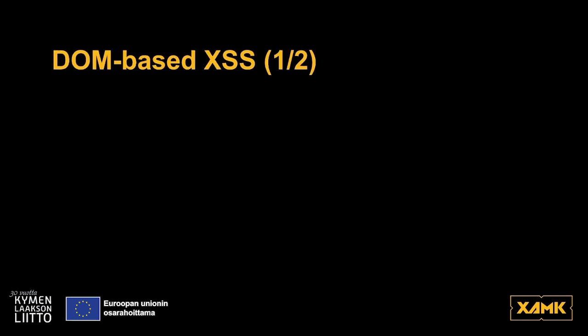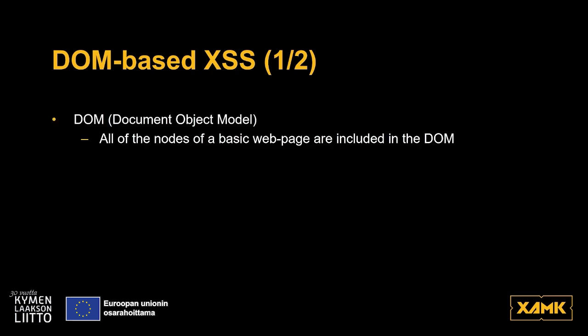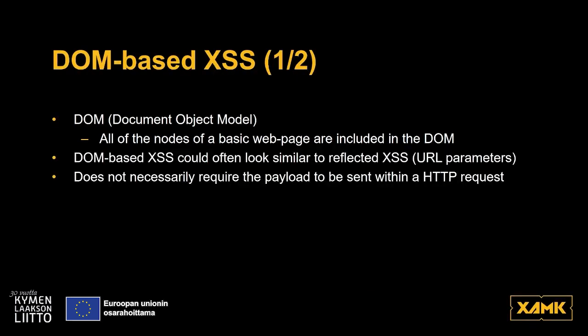And third, we have DOM-based XSS. DOM is Document Object Model. And what that means is that all of the nodes of a basic web page are included in the DOM. There's something called a DOM tree, which would, in HTML context, include basically everything from a web page's source that you can see. There's HTML tags, then we have head tag, title, and so on and so forth, and body and all that. And those are included in the DOM.